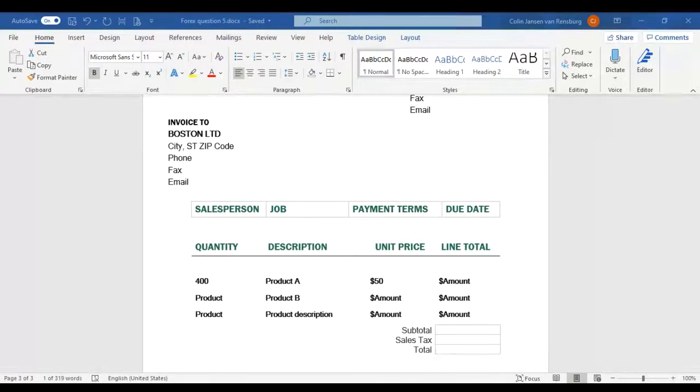20,000. Thank you, Zandile. Right, so $20,000 for product A. Thank you, Zentley. So let's go and further populate our invoice. That's not what I'm looking for. I am looking for this document.